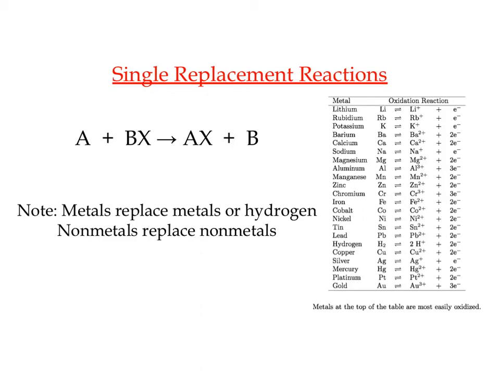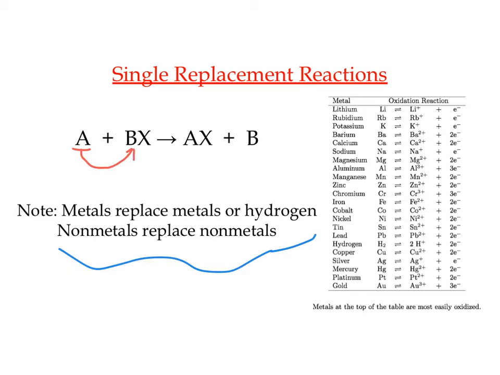In this video, I want to explain how to do single replacement reactions. So, I made a note right here where metals replace metals or hydrogen, and nonmetals replace other nonmetals. So, if you look at this general reaction at the top, if A is a metal, A is going to come in here and try to kick B out if B is another metal.